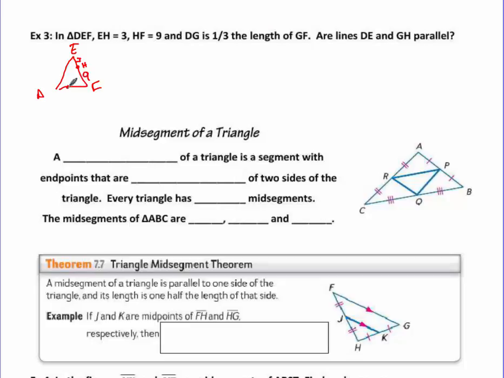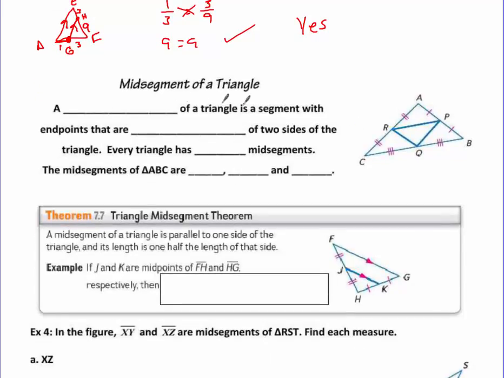So DG, this will be G. So this is 1/3 of this, so 1 to 3. And all it's saying is 1 over 3 equal to 3 over 9. Well, you can cross multiply and get 9 equals 9. And so that's true. So are they parallel? Yes. And that just means are DE and GH parallel? Yes, they are. All right.